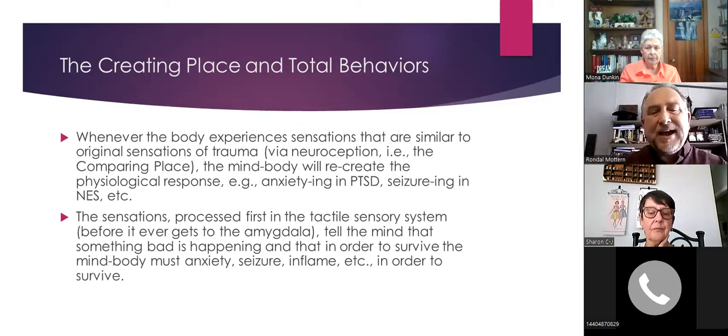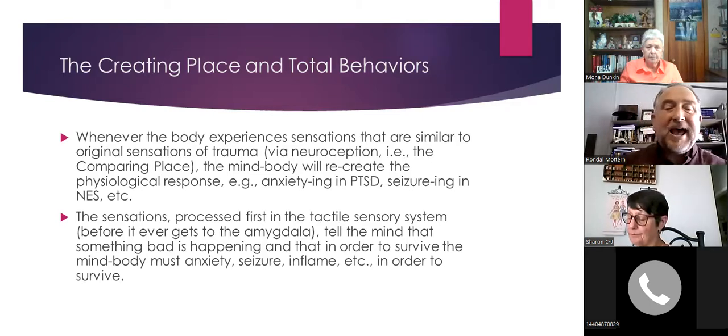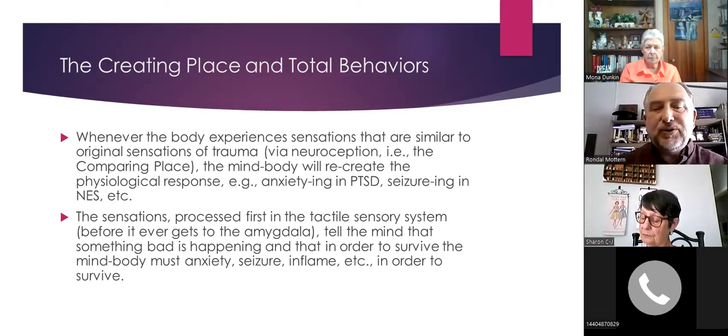But anyway, we have some sensation. It's processed first in that sensory system before it ever gets to the amygdala, even with the psychological needs and things like that, before we get to emotion. And that tells the mind that something bad is happening. Our scales are out of balance in that comparing place. And in order to survive, I have to anxiety, I have to seize, I have to inflame, whatever the physiological response was, in order to survive.